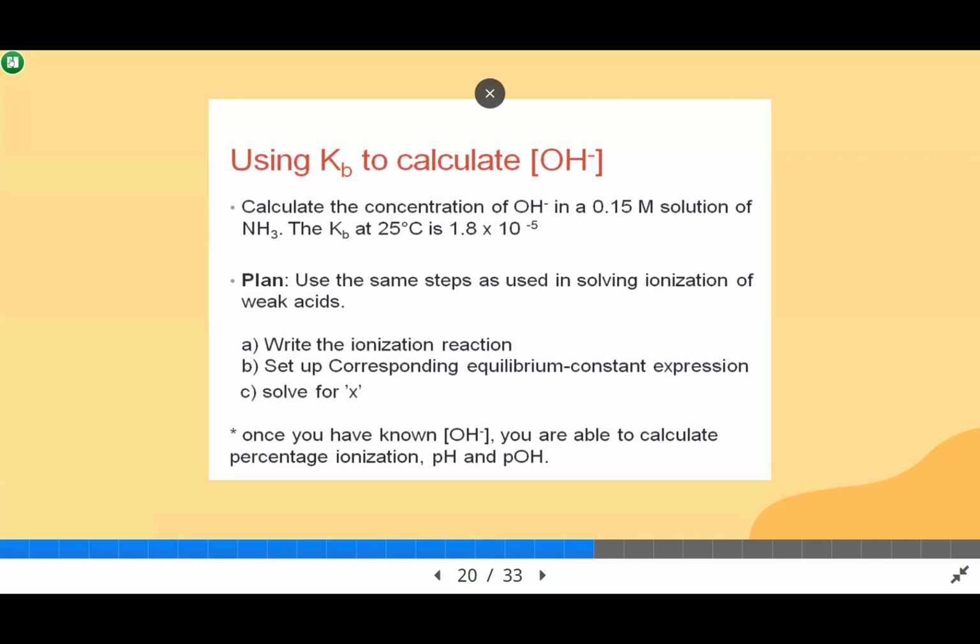So we can use Kb to calculate the concentration of our hydroxide ions. Here's an example. Calculate the concentration of OH minus in a 0.15 molar solution of NH3, where the Kb at 25 degrees is 1.8 times 10 to the negative 5. We use the same steps used in solving ionization of weak acids. You write your ionization equation, set up your corresponding equilibrium constant expression, and make your ICE table and solve for X. Once you have the concentration of OH minus, you can calculate percent ionization using the formula. You can also calculate pH and pOH.